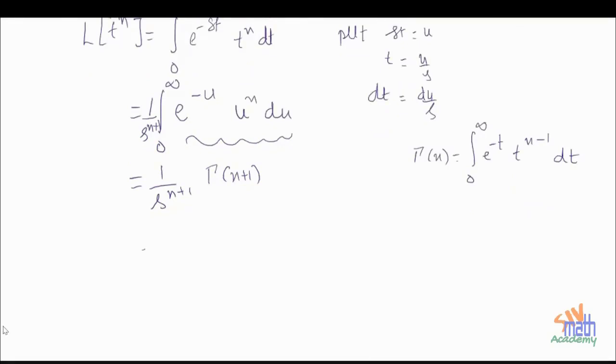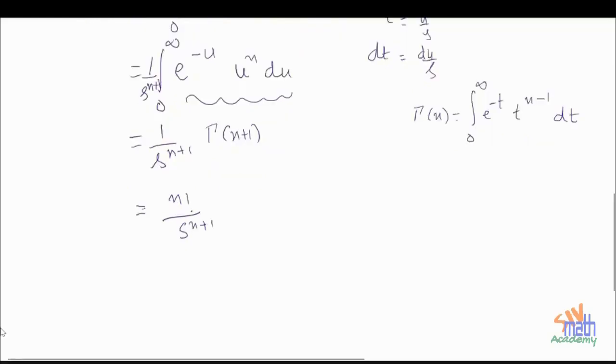Moreover, when n is an integer, you can write gamma n plus 1 is equal to n factorial. Now there is a formula. Therefore, you can write it as n factorial upon s power n plus 1. This is how you are able to solve this problem.